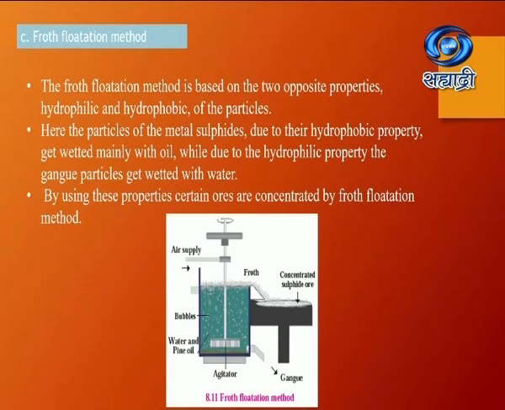The froth flotation method is based on two opposite properties of the particles, hydrophilic and hydrophobic. Here, the particles of the metal sulfides, due to their hydrophobic property, get wetted mainly with oil, while due to the hydrophilic property, the gangue particles get wetted with water. By using these properties, certain ores are concentrated by the froth flotation method.